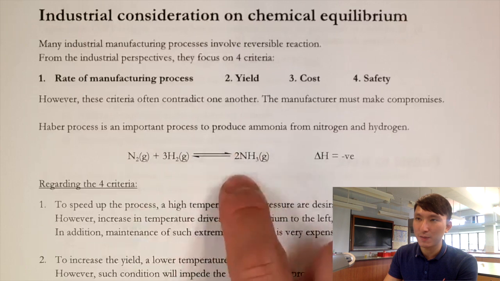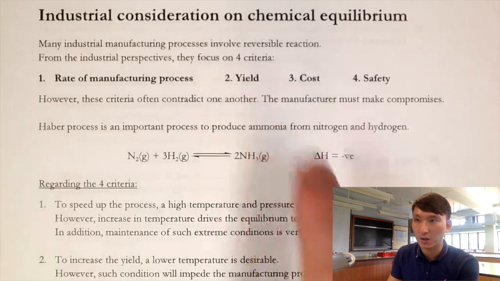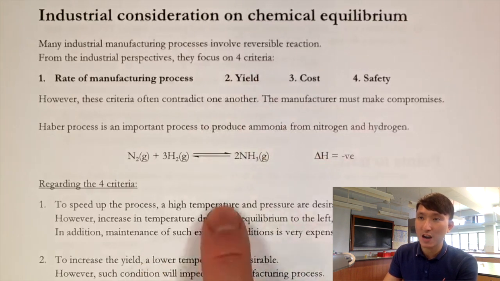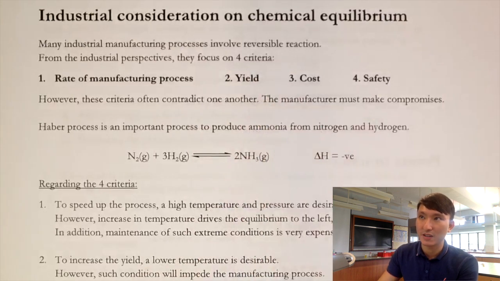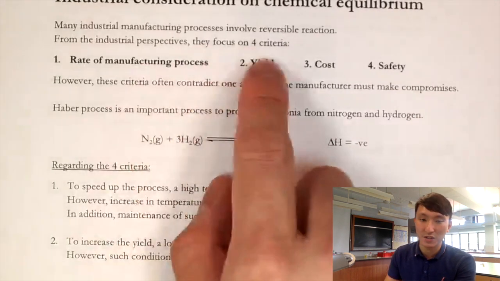But shifting the equilibrium to the left will result in a lower yield, which contradicts what we want. So this is one thing. Another thing is, if you have very high temperature and very high pressure, it is very expensive and also very dangerous, okay? So this is one thing. Another thing is, what about we focus on the yield?